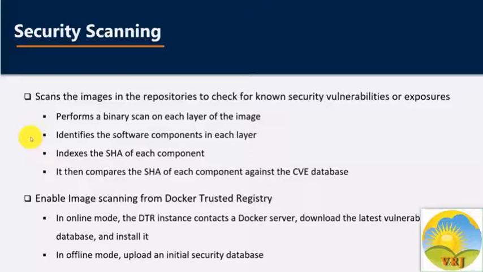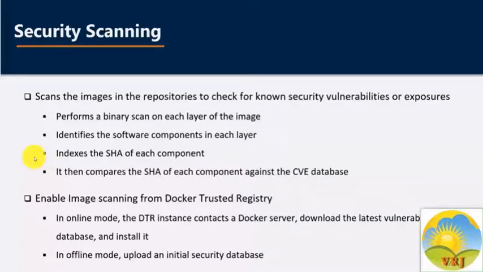First, the scanner performs a binary scan on each layer of the image, identifies the software components in each layer, and indexes the SHA of each component. The scan then compares the SHA of each component against the CVE database. Scan runs either on demand when you manually start it or automatically on any Docker push to the repository.